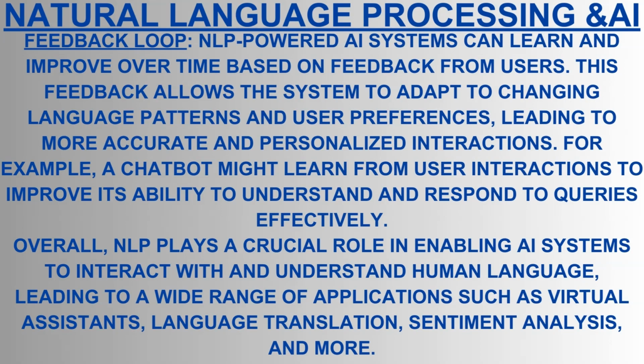This feedback allows the system to adapt to changing language patterns and user preferences, leading to more accurate and personalized interactions. For example, a chatbot might learn from user interactions to improve its ability to understand and respond to queries effectively. Overall, natural language processing plays a crucial role in enabling artificial intelligence systems to interact with and understand human language, leading to a wide range of applications such as virtual assistants, language translation, sentiment analysis, and more.